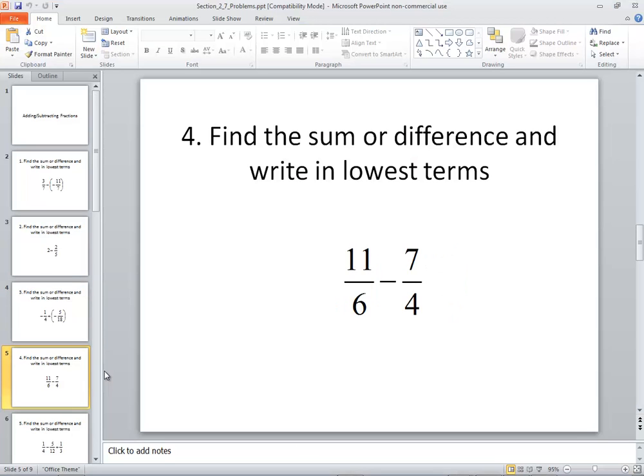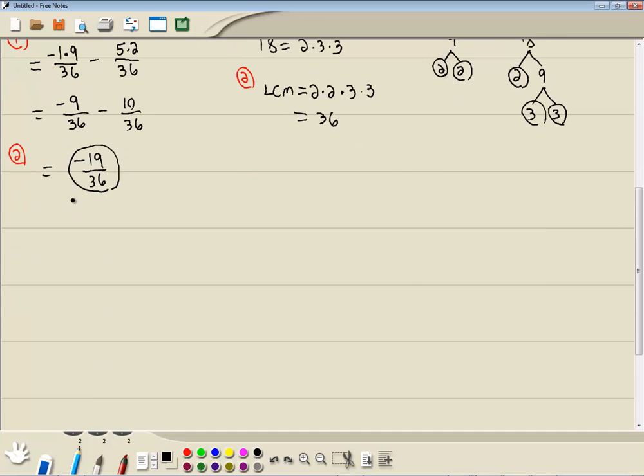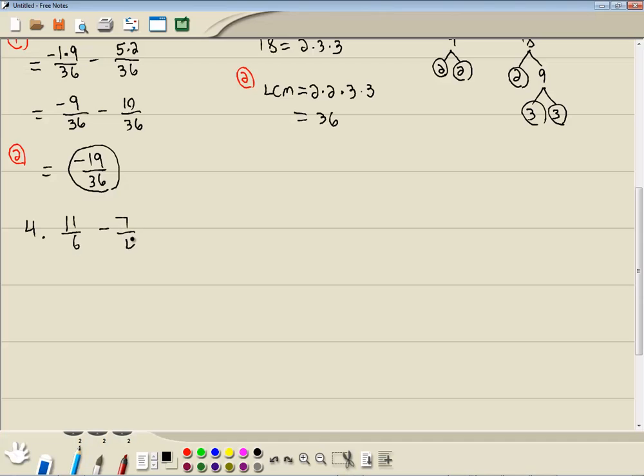Let's look at this problem. And number 4. We got 11/6 minus 7/4. Step 1. Get a common denominator. Well, let's take a look at the LCM of 6 and 4. And again, this will give us our common denominator. And specifically, our least common denominator.